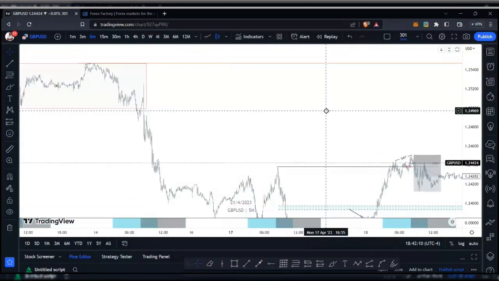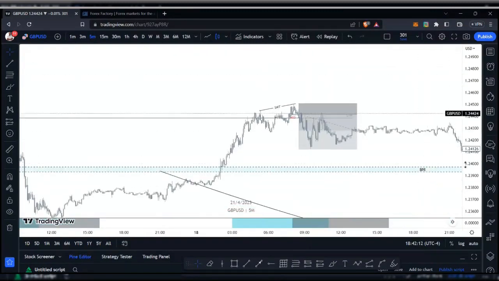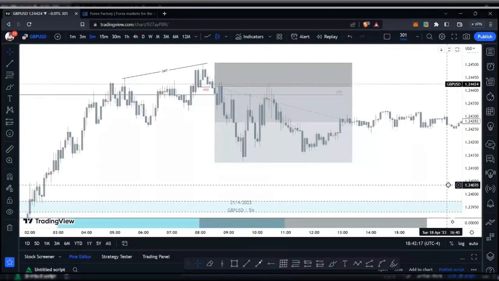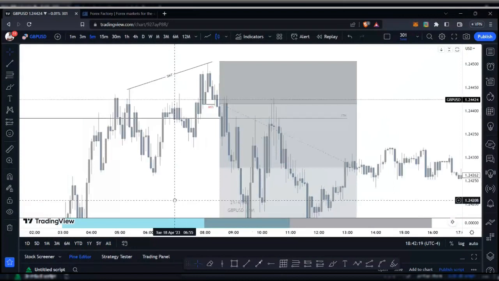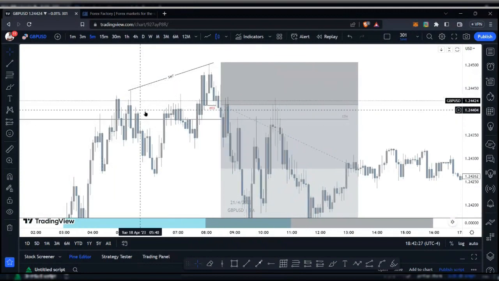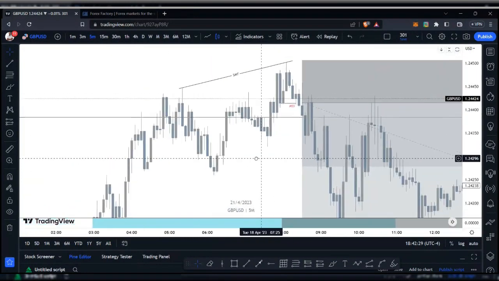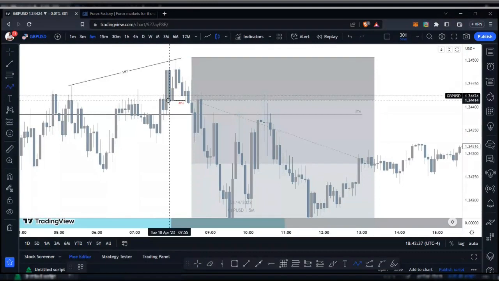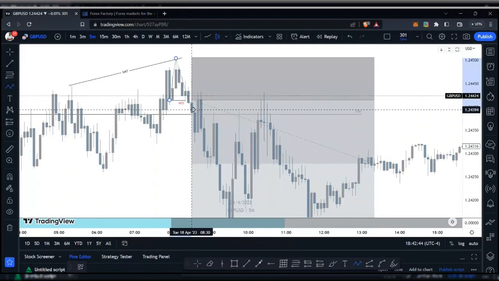Okay, let's look at this place. All right. For whatsoever reason, I don't know why they didn't sweep this high, because this was like an inducement to me. But yeah, I think they even did. So here we had this low, we had this high, we had this break of structure to the downside.